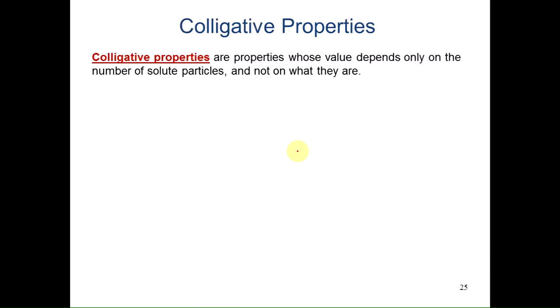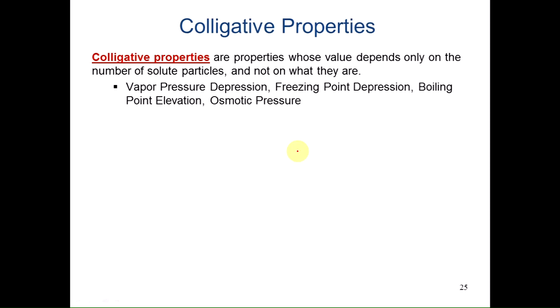So the osmotic pressure, the freezing point depression, and the boiling point elevation are all examples of colligative properties. Colligative properties are those properties whose values depend only on the number of solute particles, and they don't care what they are. So it's how many there are and not what they are that will determine the amount of change in the colligative property. So examples include vapor pressure depression, freezing point depression, boiling point elevation, and osmotic pressure. Those are all colligative properties.